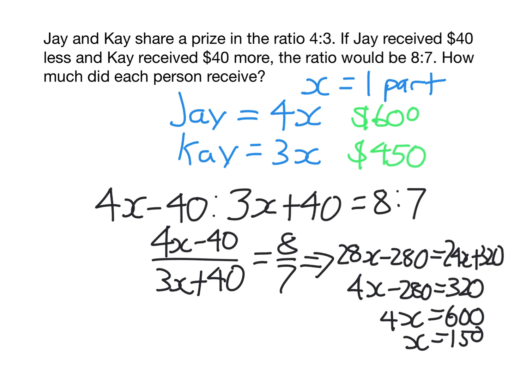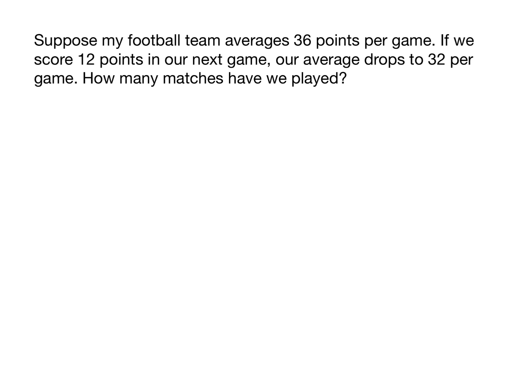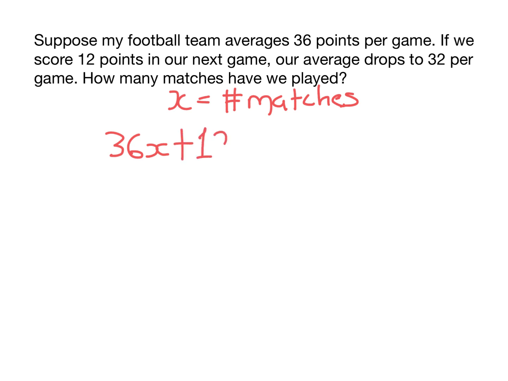All right, let's now look at a rates question. Suppose my football team averages scoring 36 points per game, but if we score only 12 points in our next game, then our average drops to 32. How many matches have we played? When using equations to find a quantity, we always start by letting x be what we're trying to find. So let's let x be the number of matches played. If we average 36 points per game, we have currently scored 36x points, 36 times the number of matches. If we score 12 in our next game, then our points tally is 36x plus 12.